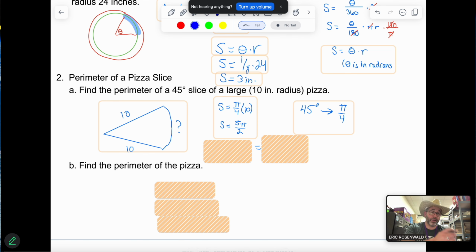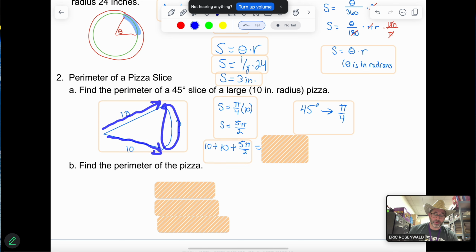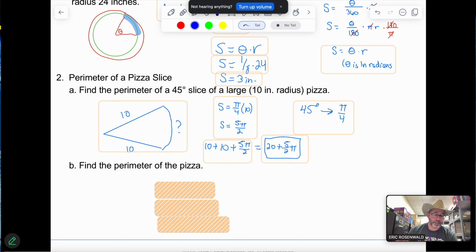That's a value that's on our unit circle, in case you forgot. So what that means is that if we were to try to find the entire distance around this, we've got this radius right here, this radius right here, and then this portion right here. All three of those together are going to be added, so we have 10 plus 10 plus the pi over 2, which simplifies to 20 plus 5 over 2 pi.